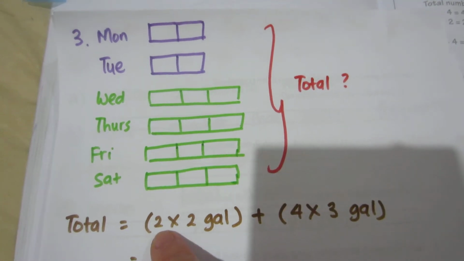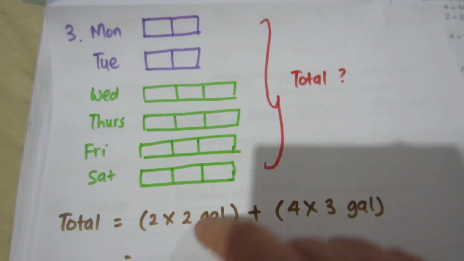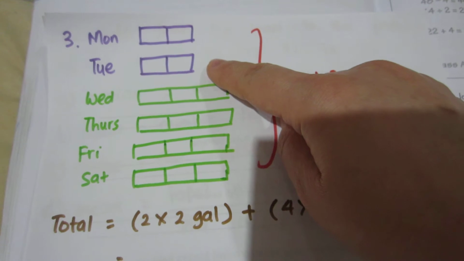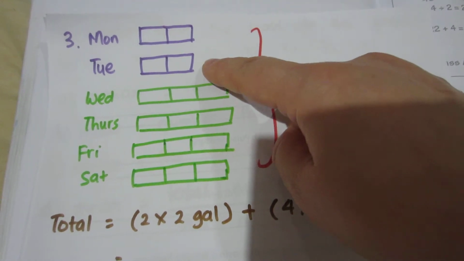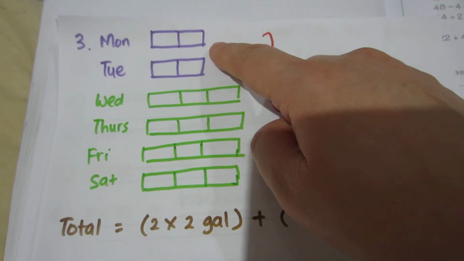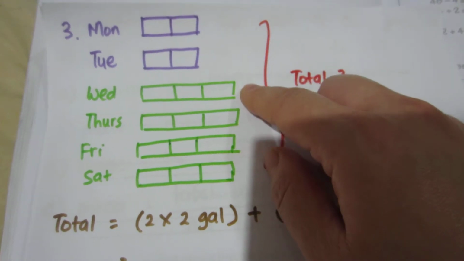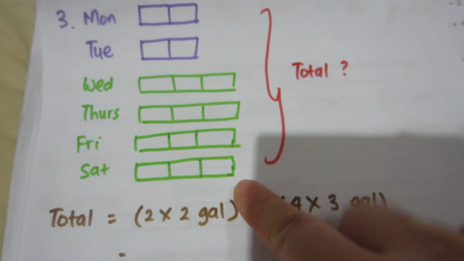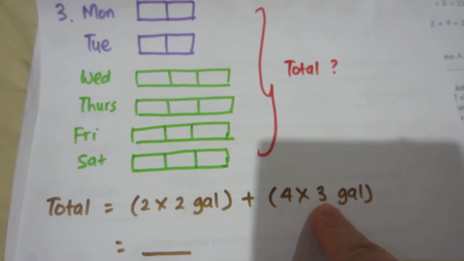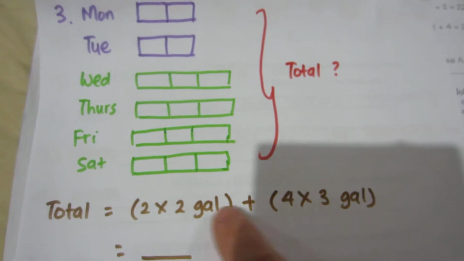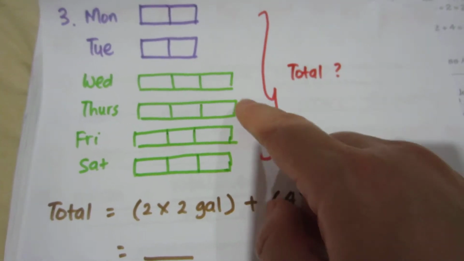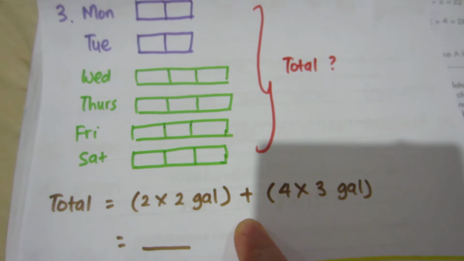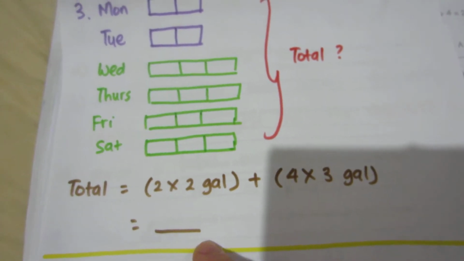First, we count 2 multiplied by 2 because it's 2 days. And then these 2 days, average is 2 gallons. So 2 multiplied by 2. Now how many days is this? 1, 2, 3, 4. 4 days on average of 3 gallons. After we found this one and this one, we add them all. That is the total.